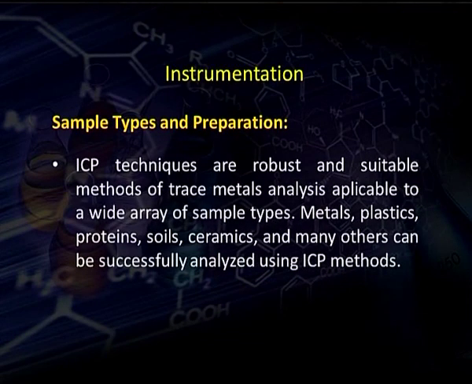So, coming on to the sample types and preparation, ICP techniques are robust and suitable methods of trace metal analysis applicable to a wide array of sample types. Metals, plastics, proteins, soils, ceramics and many others can be successfully analyzed using ICP methods.